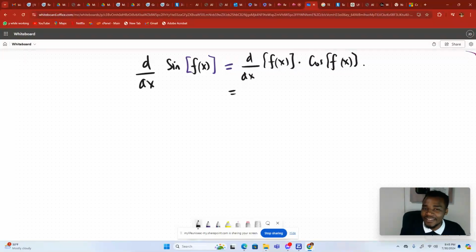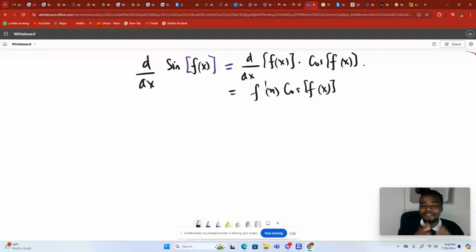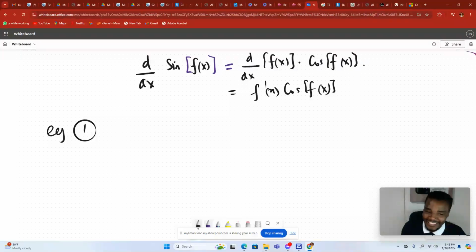So if we simplify this, the derivative is just f of x prime times cosine of f of x. So whenever you're differentiating the sine of a certain function, what you need to do is find the derivative of f of x first. Once you have f of x prime, multiply by the cosine of f of x. Okay, that's all. But let me reinforce this concept further by means of an example.